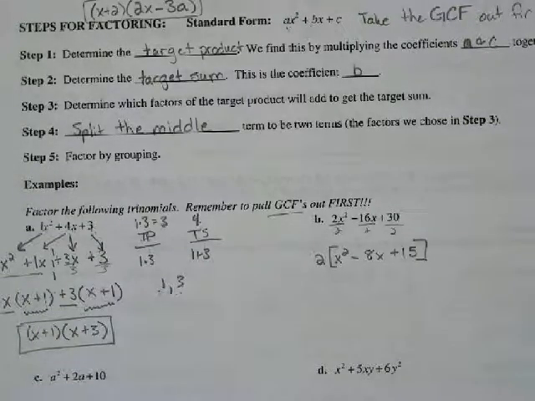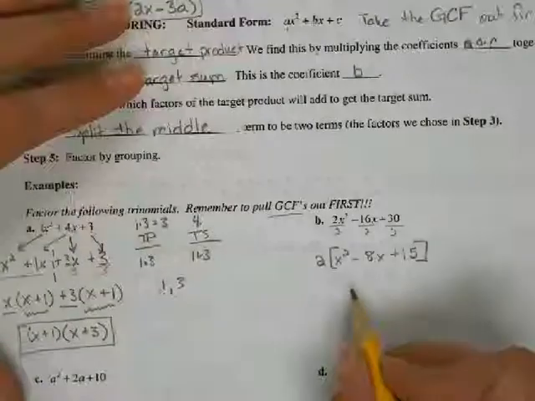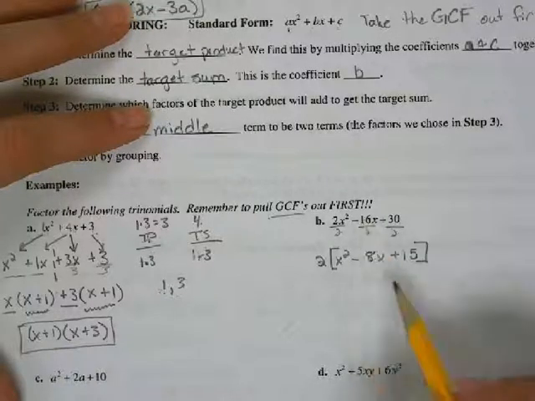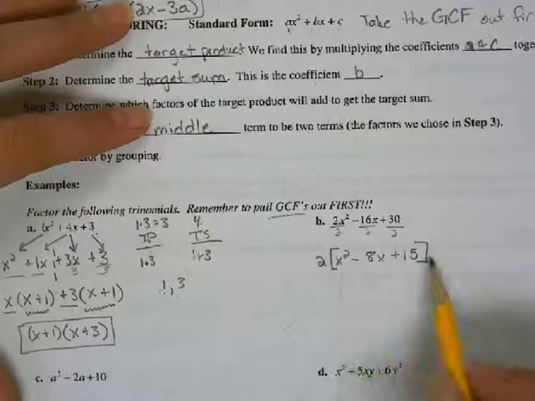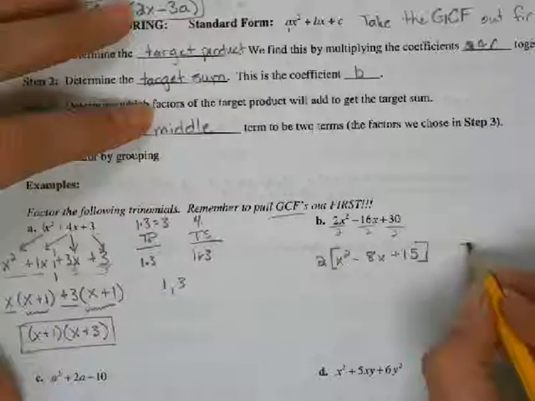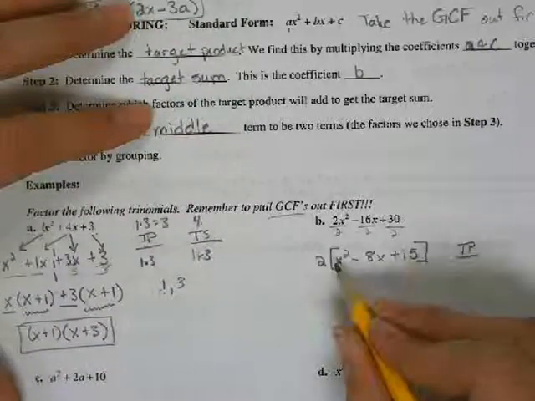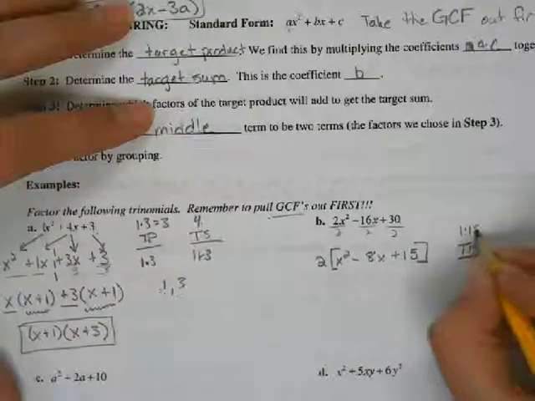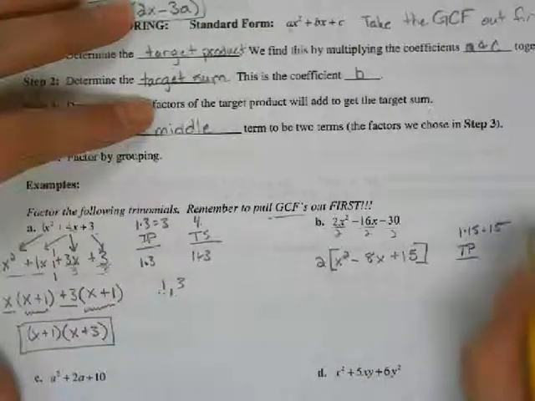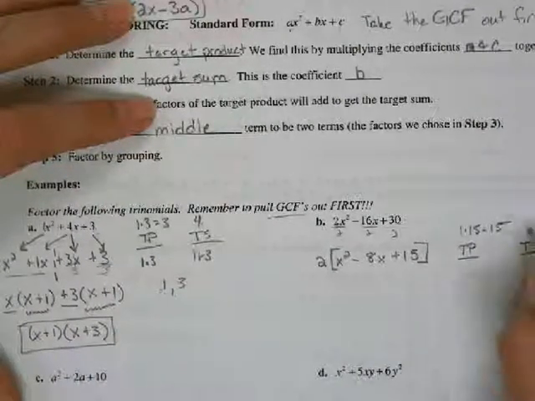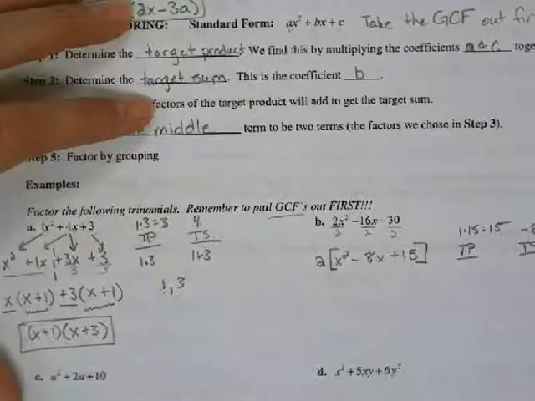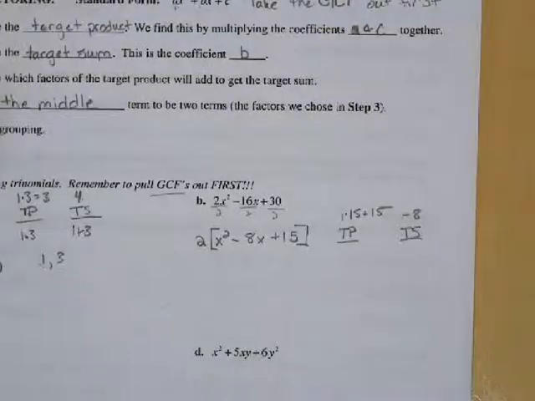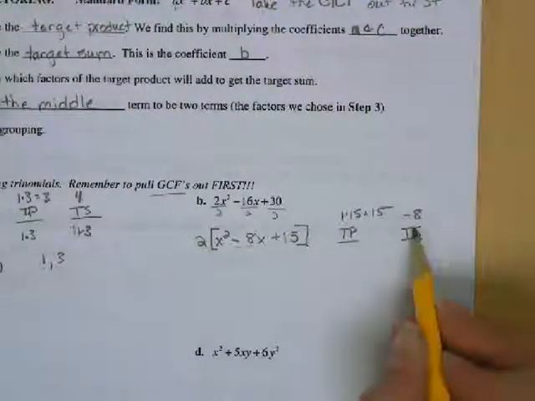Okay, so now, instead of using these big numbers as a target product of 60 and a target sum of negative 16, I get to use these nice little numbers. When I do my target product, target sum, I'm only looking at the piece inside. So my target product is 1 times 15, which is 15. Let me write that out for you. And my target sum is a negative 8. Target product is positive 15. My target sum is this middle term, which is negative 8.